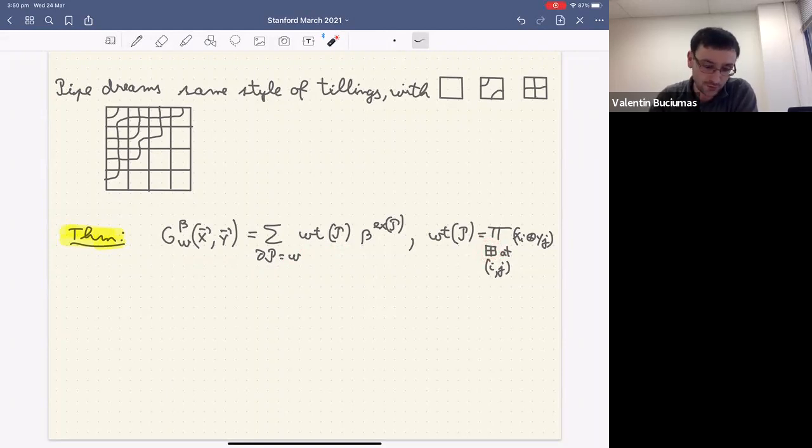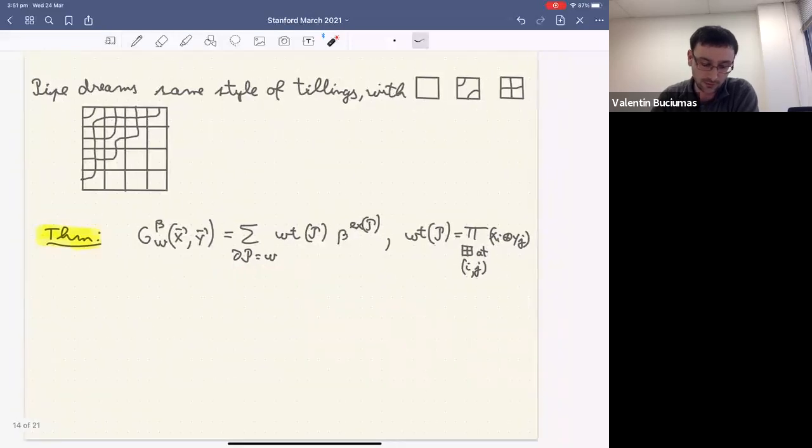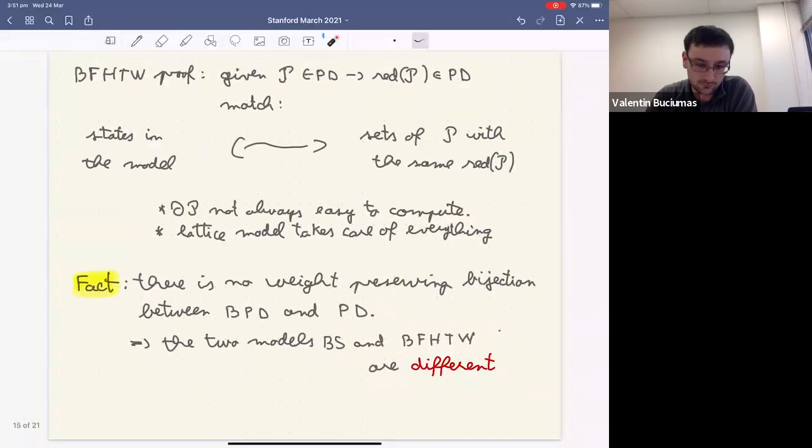So this theorem, or maybe I should say certain versions of this theorem, were known before. And what happened is one may use the lattice model to give, again, a relatively easy proof of this theorem. Now, there isn't an immediate proof as ours, because you have to do the following thing. So for a pipe dream P, you may define something that's called its reduction. That's also a pipe dream. They will have the same key.